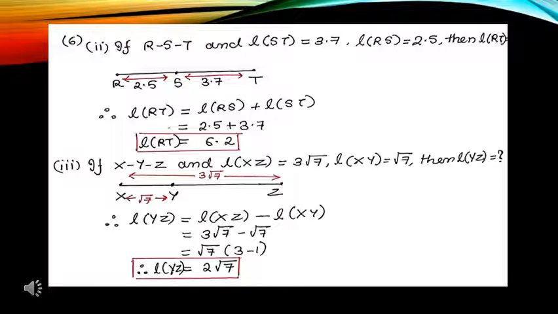Now first you always begin marking the end points. Now as per the given data in the question, X and Z, I'll mark them at the two ends. Now they have given me XZ is 3 root 7 and XY is root 7. Means root 7 is smaller than 3 root 7. So when I mark my Y, I'll mark it in such a way that the distance between X, Y is small and YZ is larger.